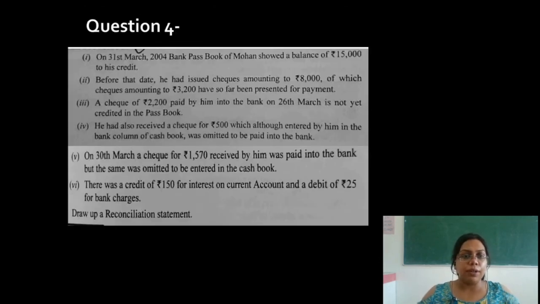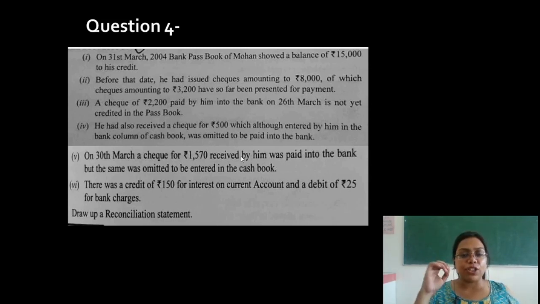We'll see the question now. On 31st March 2004, the bank passbook of Mohan showed a balance of rupees 15,000 on his credit. Before that date, he had issued checks amounting to 8,000, of which checks amounting to 3,200 have so far been presented for payment. A check of rupees 2,200 paid by him into the bank on 26 March is not yet credited into the passbook.